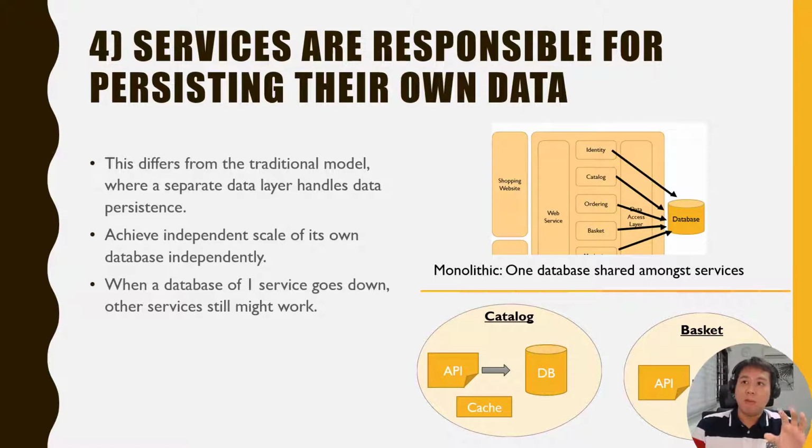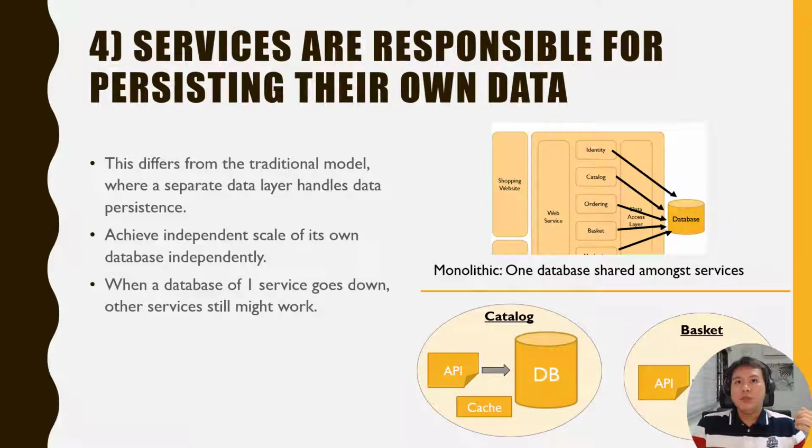This is a very different approach from the classic monolith, where one database, typically one big database, is shared amongst various services and layers. Now, in order to achieve independent scale, each service should have its own database so that in the event of an issue, let's say at the basket database here, the user can at least still browse the catalog. Although they won't be able to add to the basket, at least you can isolate the problem to one microservice while the others still function well.